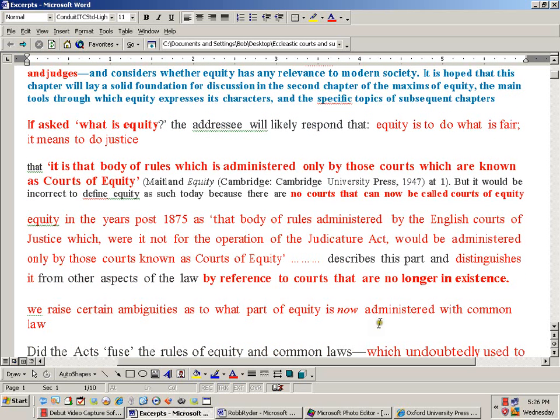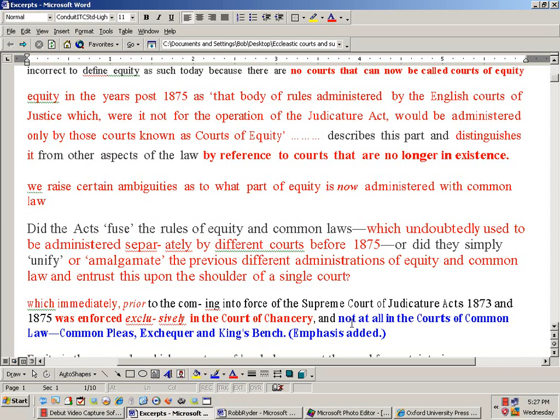in existence. Right? So as you can see, they keep talking about what equity is and that it's in the court of equity, yet there is no court called the court of equity. The courts that are no longer in existence. We raise certain ambiguities as to what part of equity is now administered with common law. So what happened is back in 1875, whatever it is, they had a Judicature Act, right? And it combined equity and law.